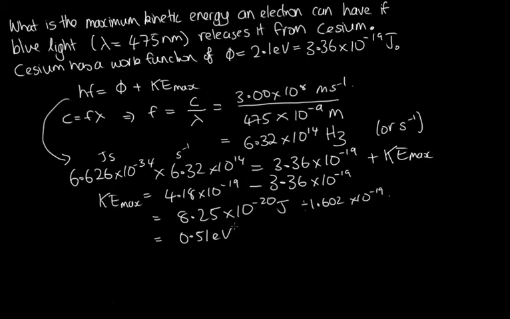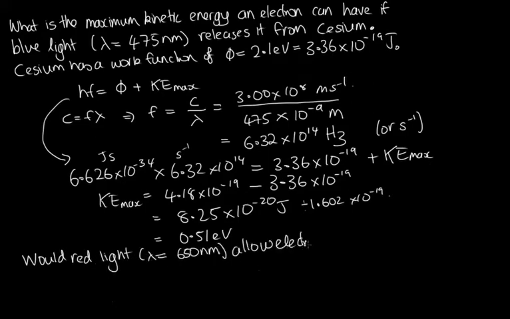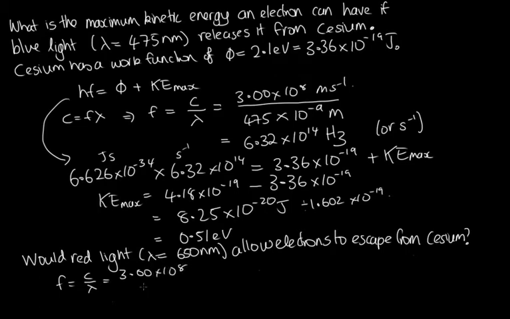Okay, now let's assume that the question goes on and asks us, would red light with a wavelength of 650 nanometers allow electrons to escape from cesium? Well, with the red light, we once again calculate the frequency. So frequency is equal to c on lambda, which is 3.00 times 10 to the 8 over the wavelength, which is 650 times 10 to the minus 9. We type this into the calculator and we end up with 4.62 times 10 to the 14 hertz.